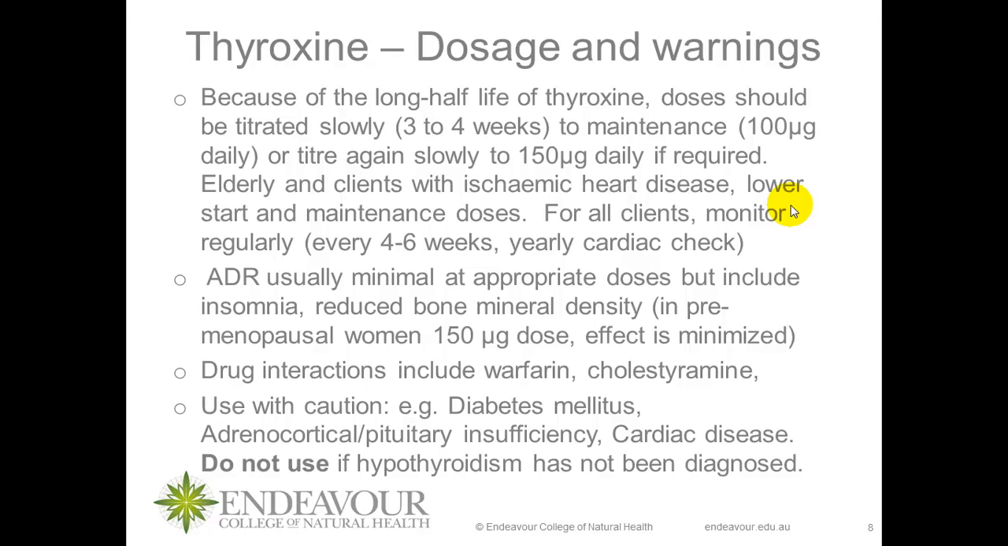Also, people who have an adrenocortical or pituitary insufficiency: thyroxine might be used with caution in these people. That is another endocrine gland with another disorder. And of course, because it can lead to tachycardia, due to influences on metabolic rate and availability of ATP to cardiac muscle cells, it's used with caution in people who have an existing cardiac disease.